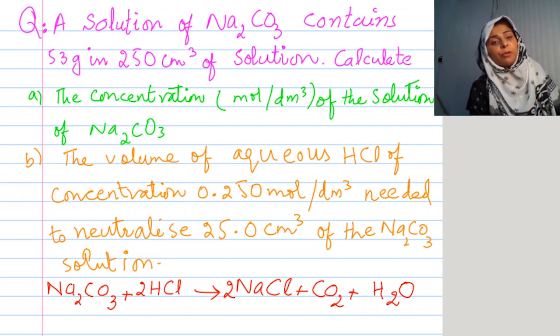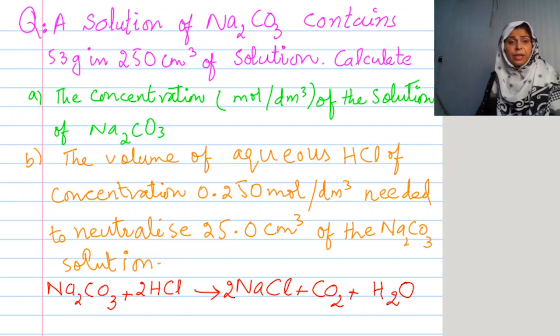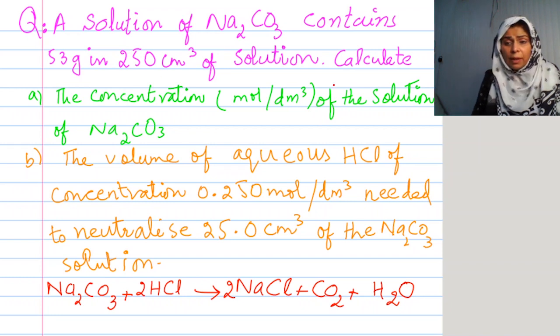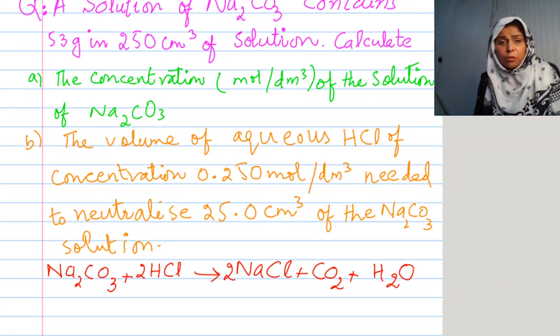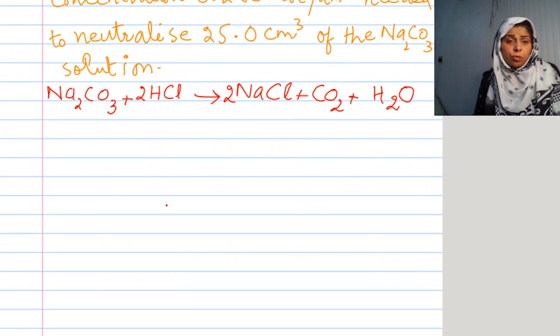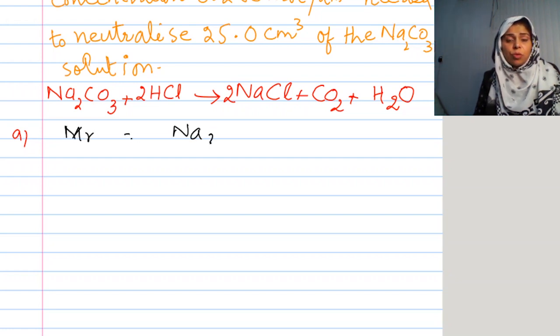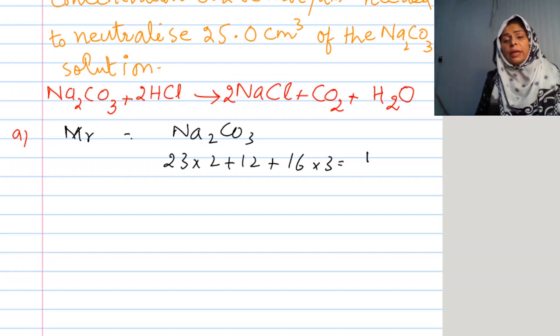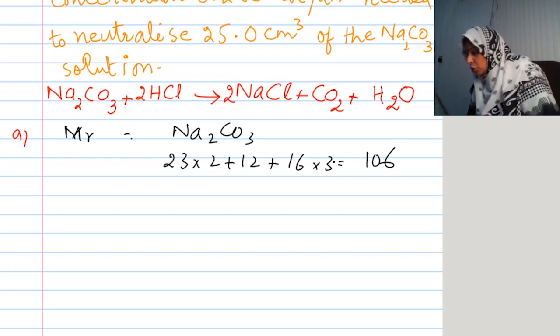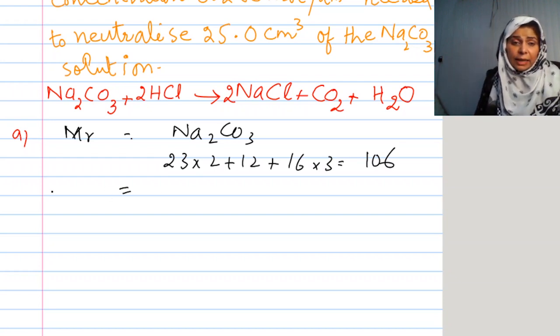First of all, what we have to do, calculate the moles. 53 gram of Na2CO3 is given. First of all, we will calculate the MR of Na2CO3: 23 into 2 plus 12 plus 16 into 3. First multiply all the values, then get the answer. It is 106. So now divide, get the moles.